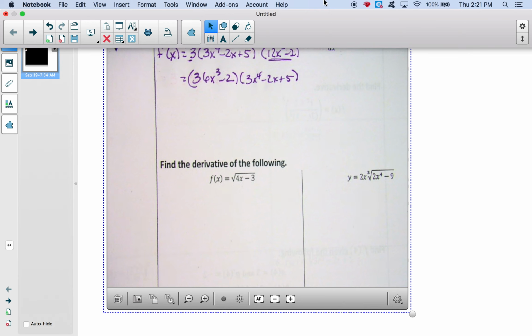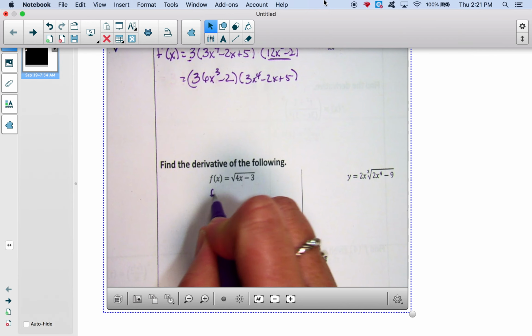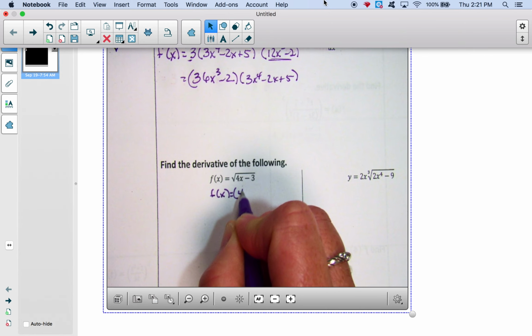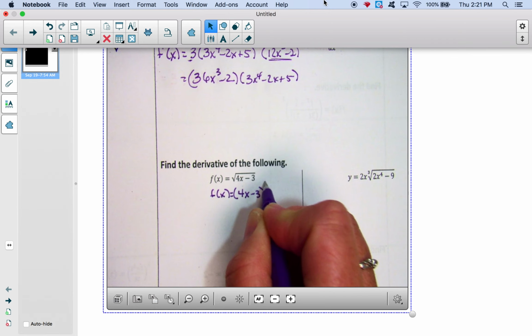All right, well, what about the square root? How do I do that? Well, the square root, I'm going to rewrite this with an exponent. It's going to be 4x minus 3 raised to the 1/2 power.